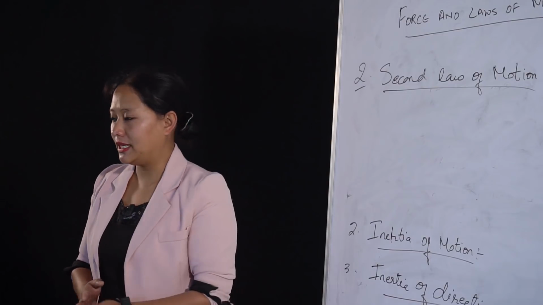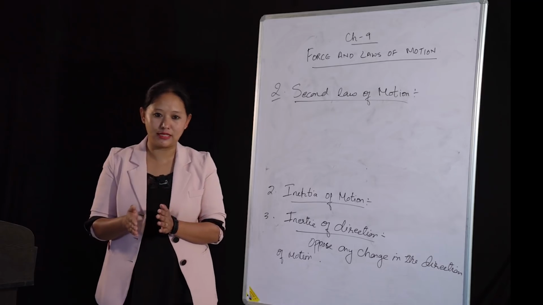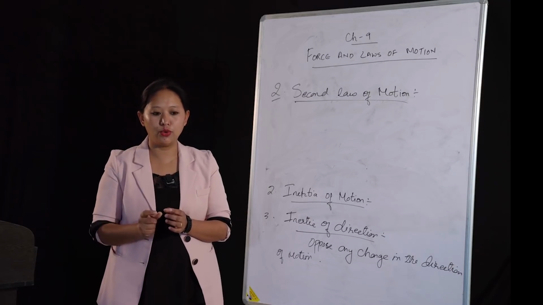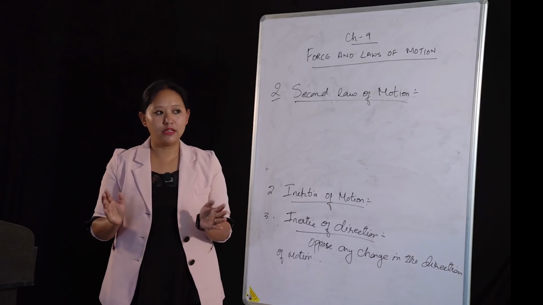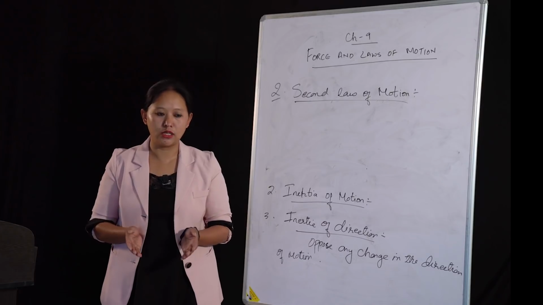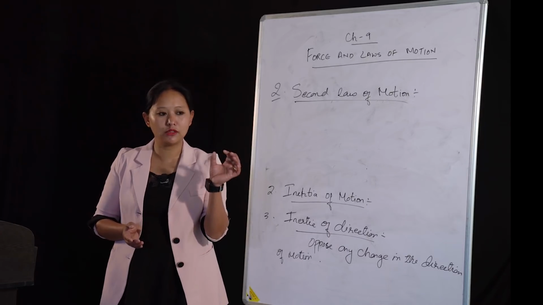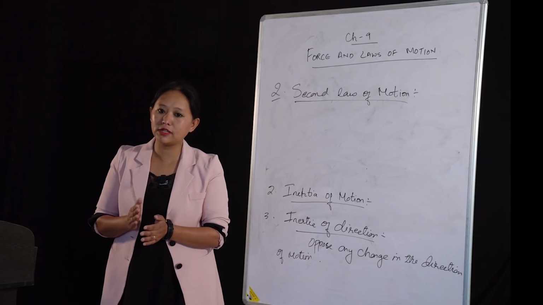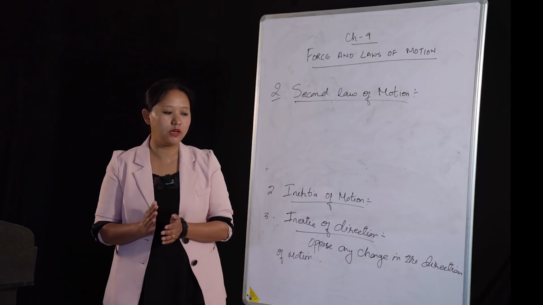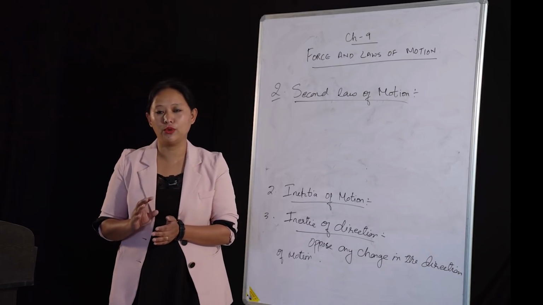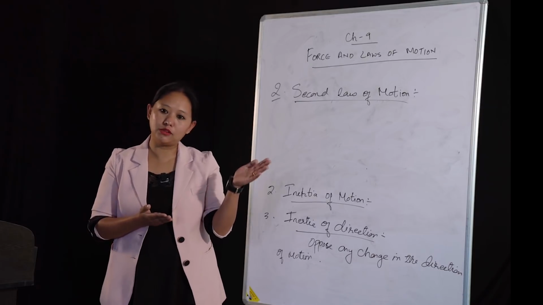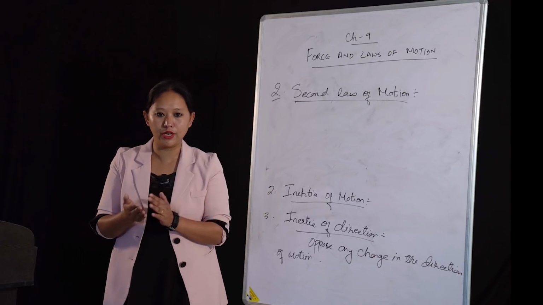The first example: while playing a table tennis game, if the tennis ball hits you, it will not make any difference. That means you will not get hurt. Why? Because the mass of the tennis ball is light. But if a fast-moving cricket ball comes and hits you, then I'm sure you will get hurt. Why? Because the mass of the ball is very heavy.